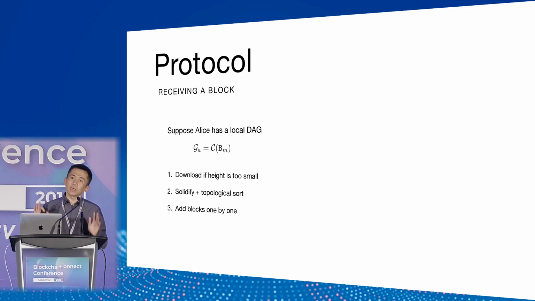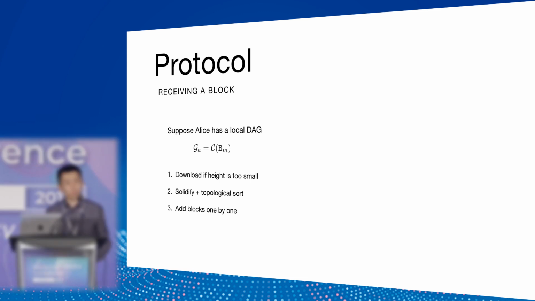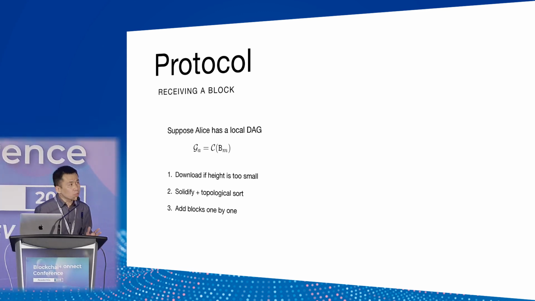So next, let's discuss the protocol of how miners across the network can maintain a DAG. First of all, what should you do when you receive a block? Suppose Alice has her local DAG, which is, as in the notation I introduced before, C of BM, where BM is her highest milestone, and C of BM is all the blocks that have been confirmed by this milestone. If the height of BM is too small compared to her peers, then, similar to Bitcoin, Alice needs to download the missing level sets from her peers.